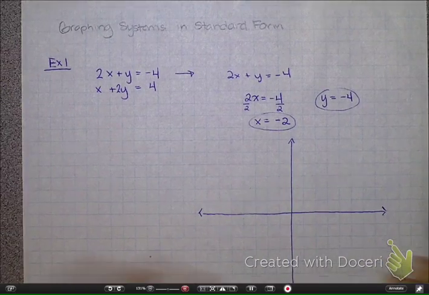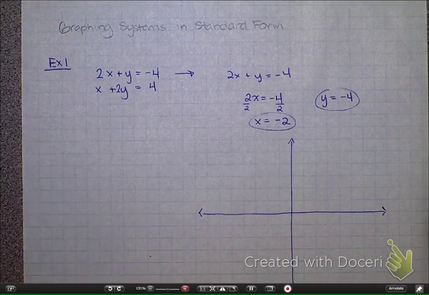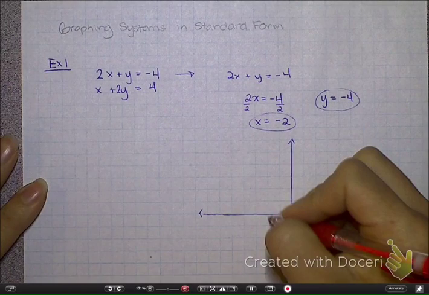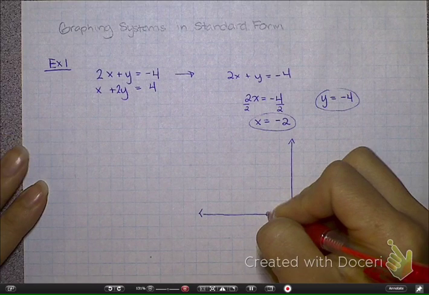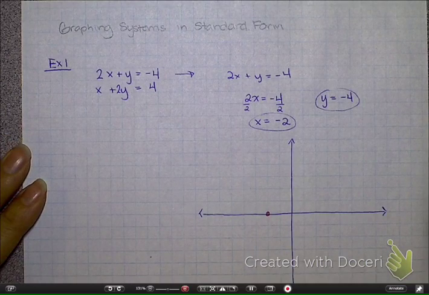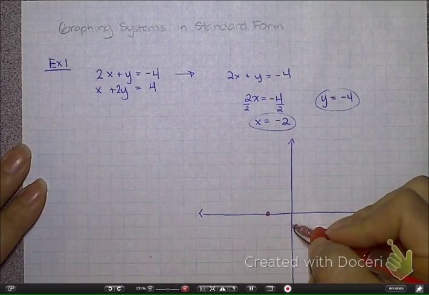Okay, and now let's go ahead and put my x-intercept and my y-intercept onto the graph. So my x-intercept is at -2, so I can go ahead and put that one over here. And my y-intercept is at -4. 1, 2, 3, 4.